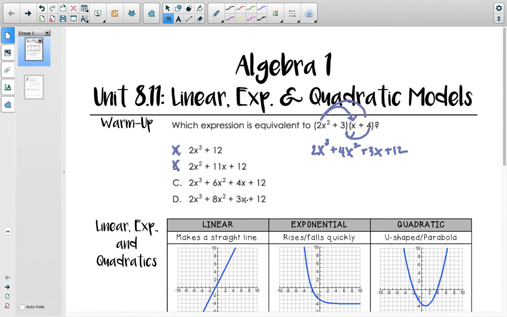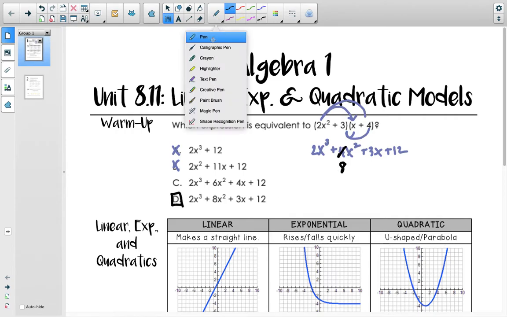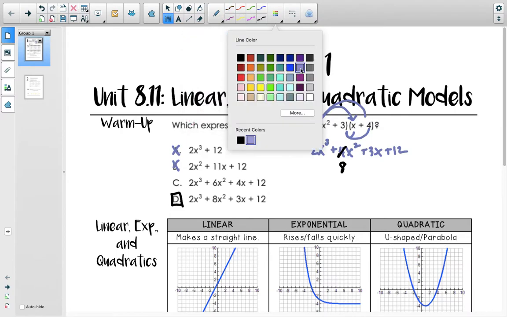And did we make a mistake? Oh, dude, I made a mistake. Right here, 2 and 4 would get you 8, so that is the answer. Oops. All right, let's get into this.